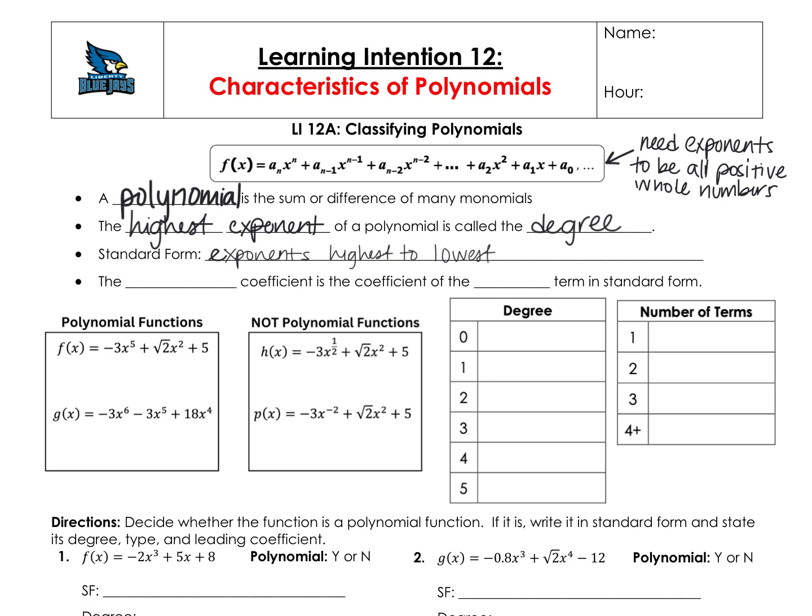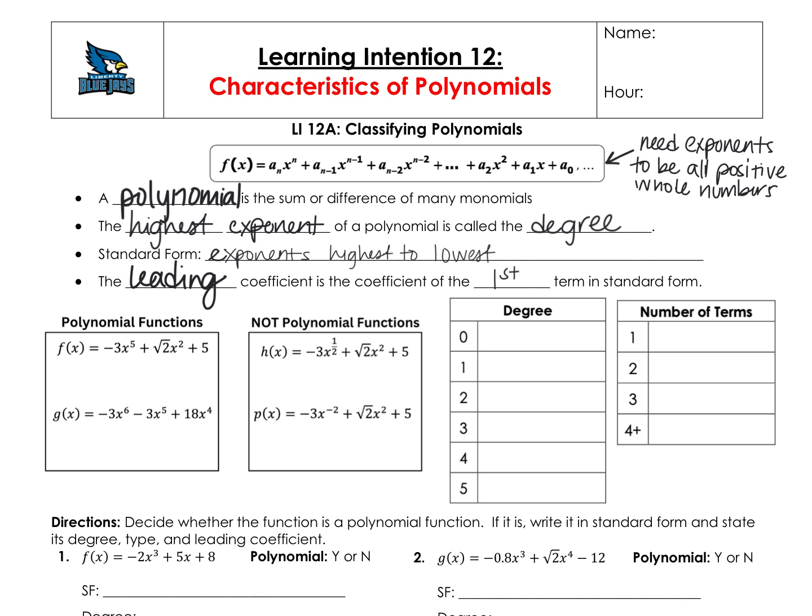And last vocab thing for now is the leading coefficient. You can think of this as the line leader of the polynomial. The leading coefficient is the coefficient of the first term in standard form, okay?